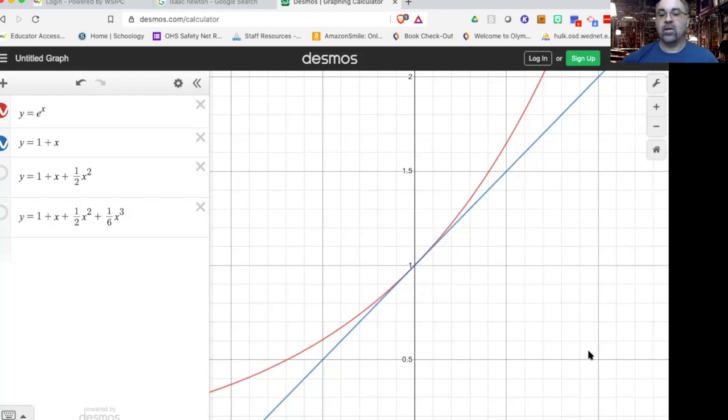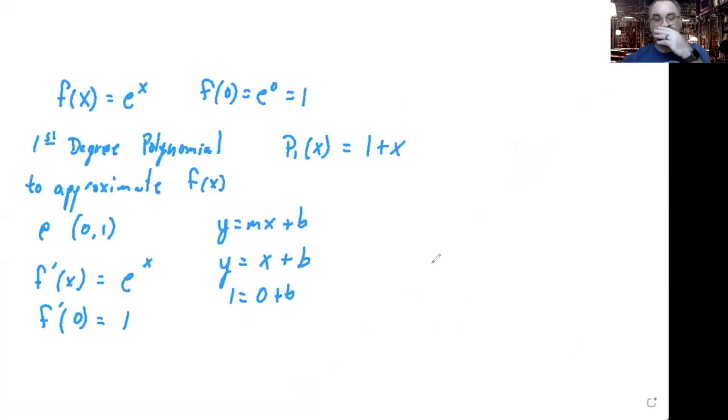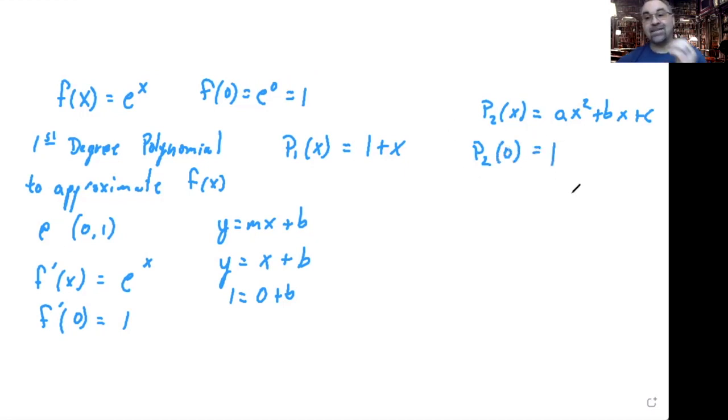what they did is they said, okay, well, if we use similar kind of reasoning, and we know we want a second degree polynomial, so we want P2 of x to be like ax squared plus bx plus c, and we also know we want P2 of 0 to equal 1. It's got to go through the same point, (0, 1). We want that same point of tangency.